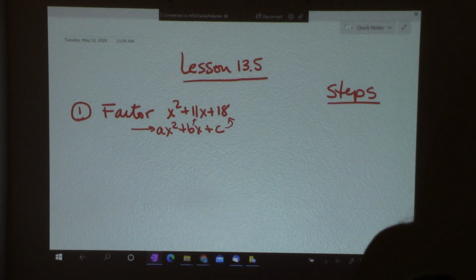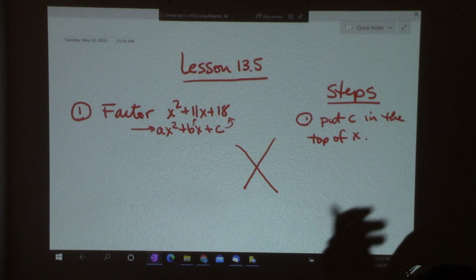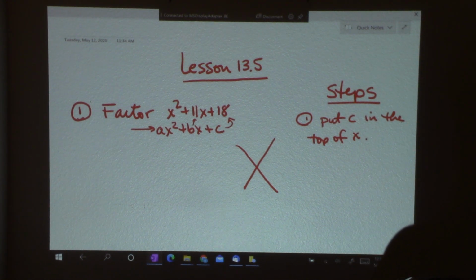So the first thing we're going to do is we're going to make an x like this. Okay, so go ahead and do that. And then here's our first step. Put C in the top of the x. So whatever number is by itself at the end, we want to do that first. So I'm going to put 18 up here.